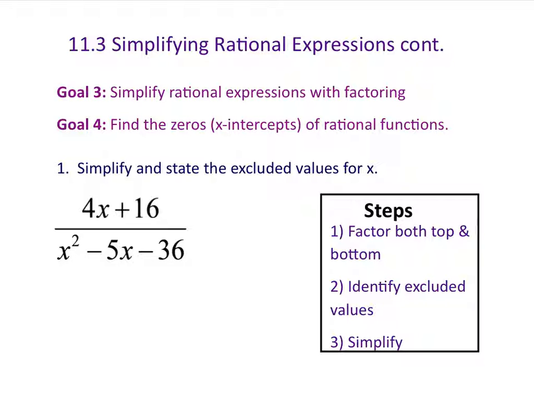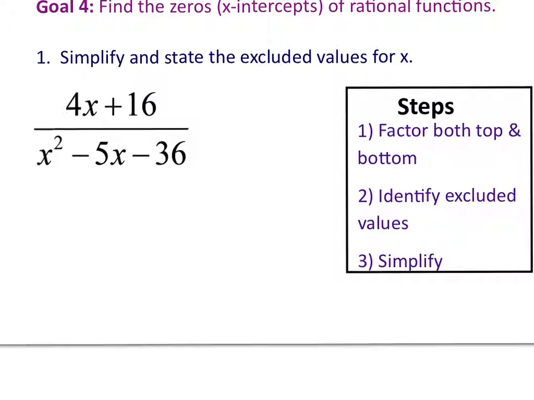So question 1 says, simplify and state the excluded values for x. On the right-hand side are the steps that we need to follow. Step number 1 is factor both the top and bottom of the fraction, so both the numerator and denominator. So let's take a look more closely at number 1. Again, step 1 says factor both the top and the bottom, so numerator and denominator.